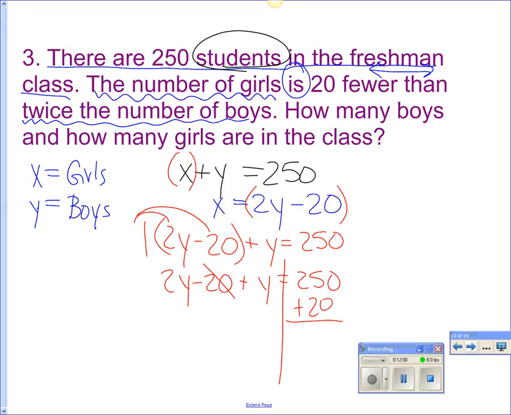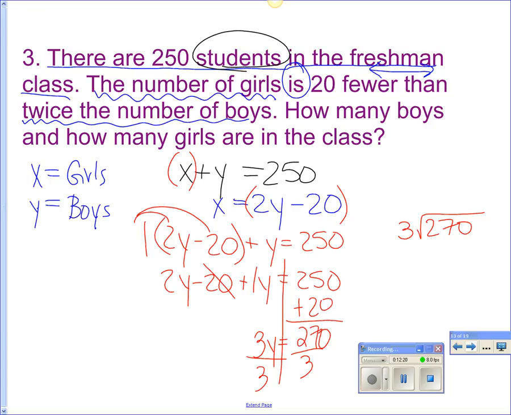Wonderful. So that gives you 270. Faith, what else do I have over here? Gives you 3y. Okay. All right, let's do some long division. Yay! Love long division. Love it.